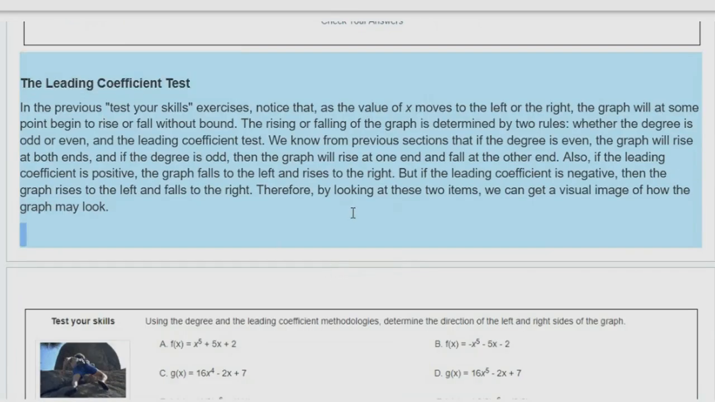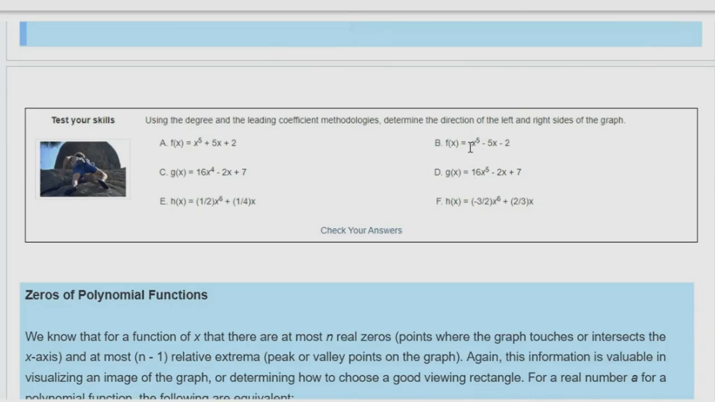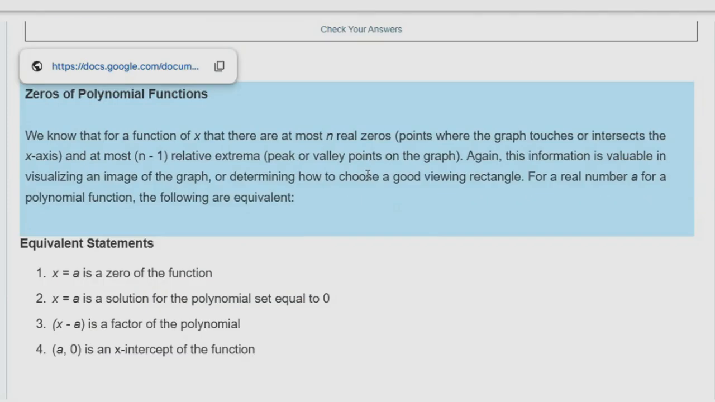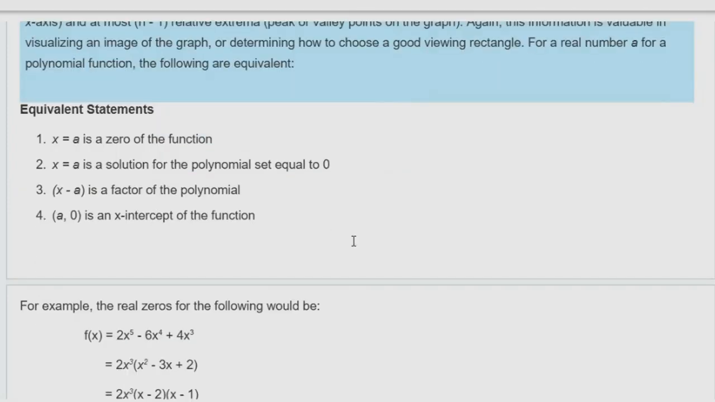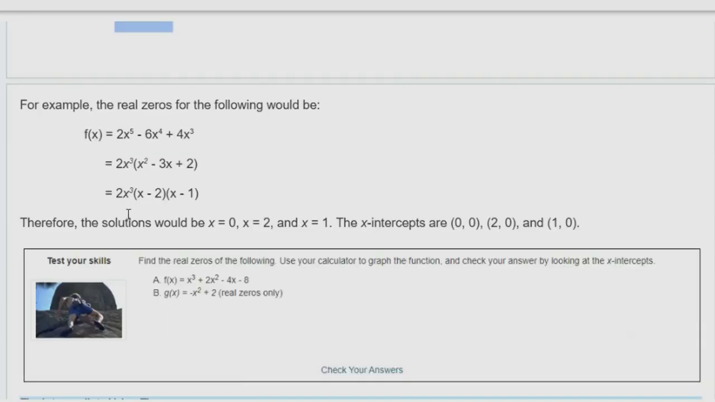The leading coefficient, we talked about that, whether it's a negative or whether it's a big number, it makes it skinnier, different things that happen. Zeros, we talked about zeros where x equals a is a zero of the function. It's also called a solution. x minus a is a factor, and a comma 0 is the x-intercept. Those are all the same thing. So if we had this 2x to the third, x minus 2, x minus 1, the solutions would be x equals 0, x equals 2, and x equals 1, right? It's wherever setting these equal to 0 would be.